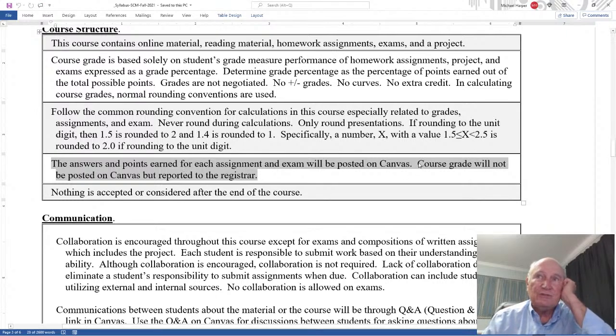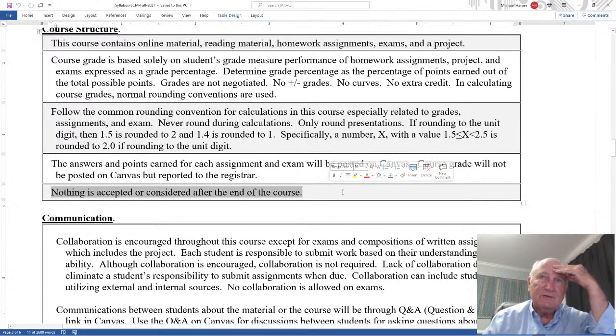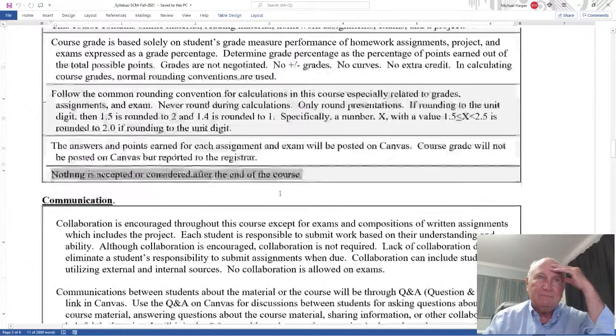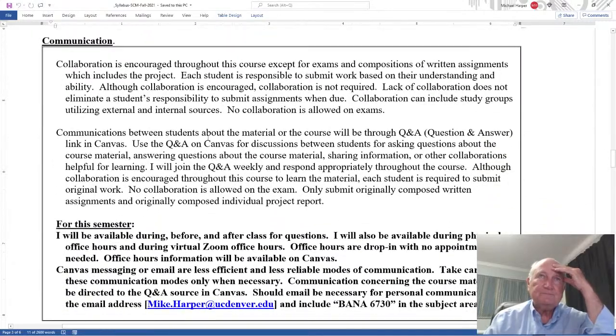On the other hand, the course grade at the end of the course will not be posted on Canvas. It'll be reported to the registrar. Nothing is accepted or considered after the end of the course. Again, I repeat that. Communication.